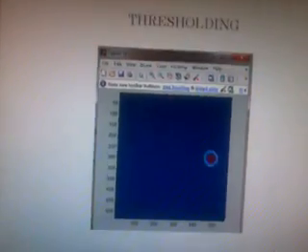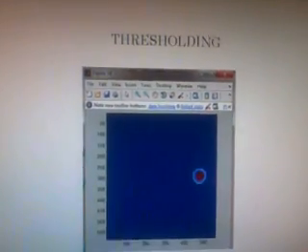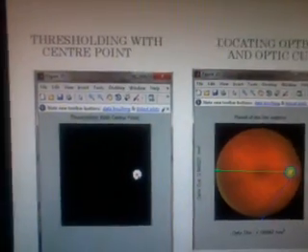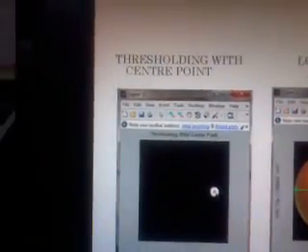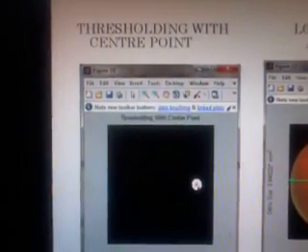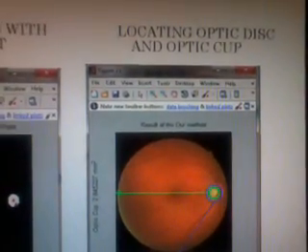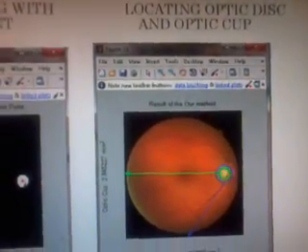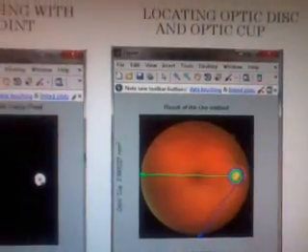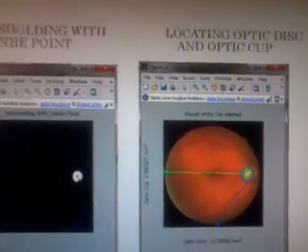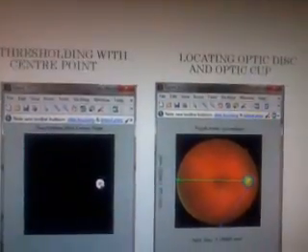Then the thresholding operation is again performed on this located optic disc in order to determine the optic cup. Similarly, the same procedure is followed for this also. Again, the center point is located in the obtained optic disc, and this is the final output after locating the optic cup and disc. Also, the measurement of the optic cup and disc is detected such that the cup to disc ratio can be identified, which helps in detecting glaucoma.